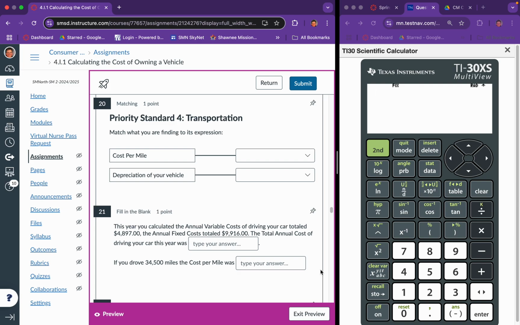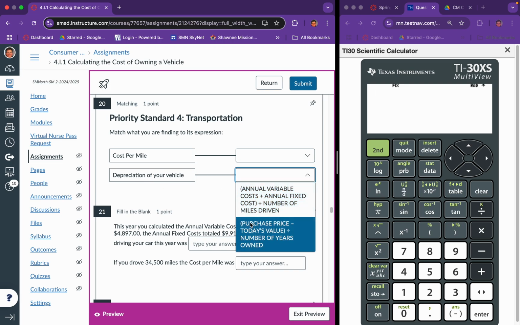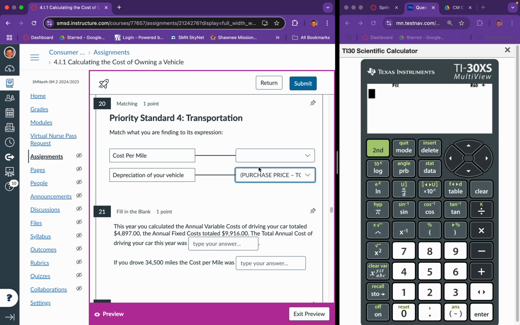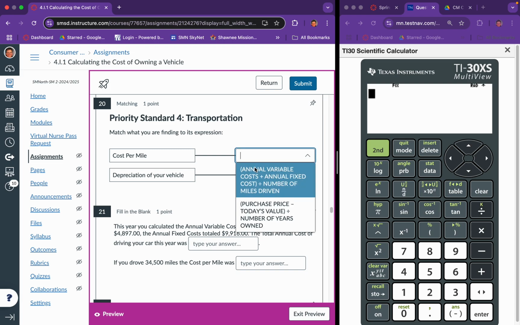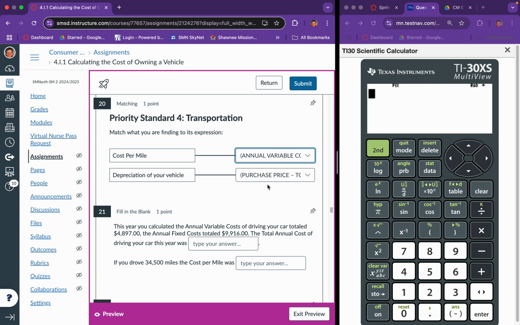Okay, my friends, this video is going to be on calculating the cost of owning a vehicle. One of the things we're going to have to calculate is depreciation. Depreciation is what you purchased the price minus today's value divided by how many years you've owned it. And the cost per mile is how much money you've spent on your car altogether divided by how many miles you've driven. So let's put these into play.